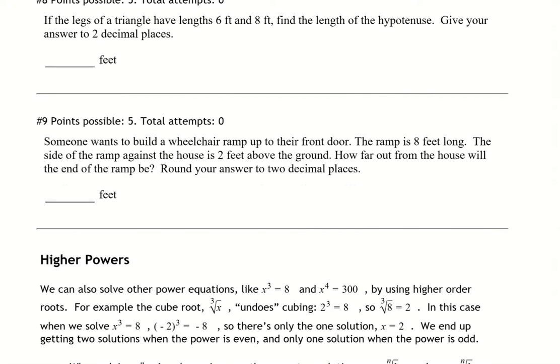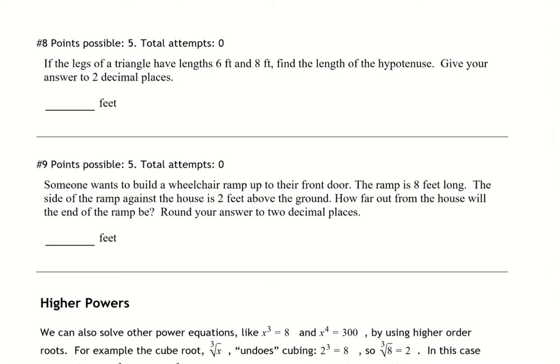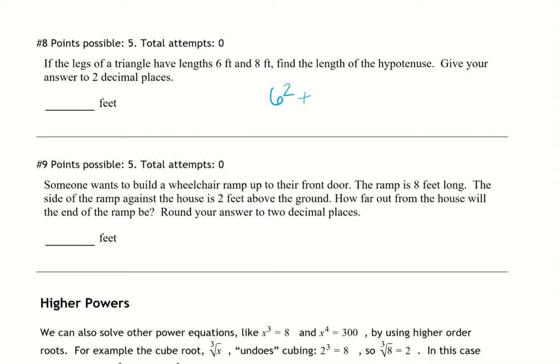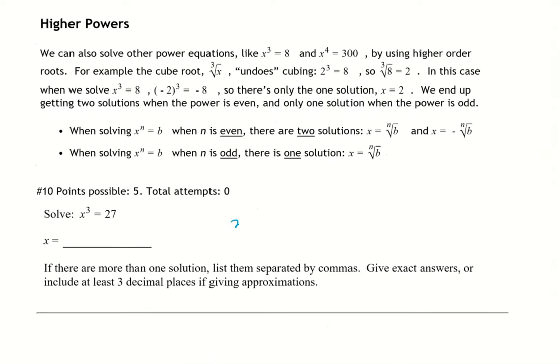Number 8 and 9, we're playing with this theorem again. If we have the legs, that's a and b, so we have 6 squared plus 8 squared, and we're trying to find the hypotenuse, that's c squared. We get 36 plus 64 equals c squared. So 100 equals c squared. Take the square root of both sides, and it's going to be plus or minus 10. But we're really dealing with area, so it's really only 10.